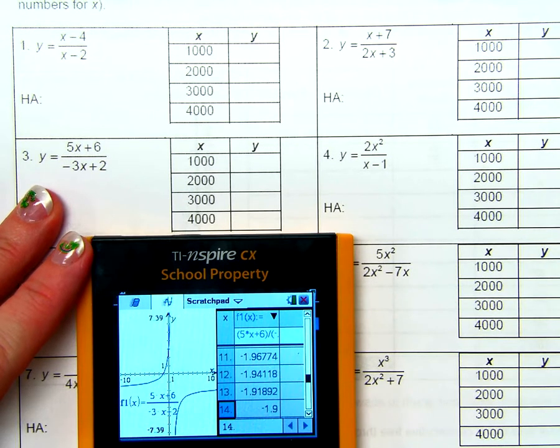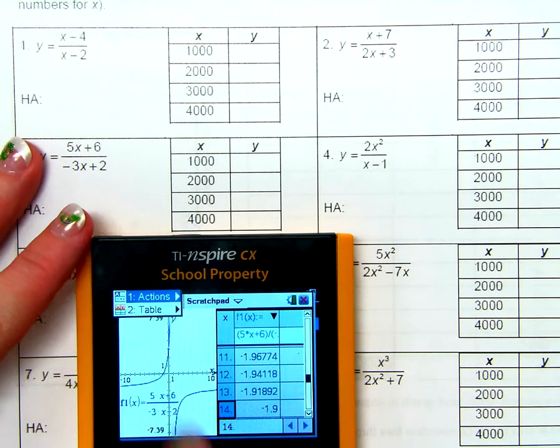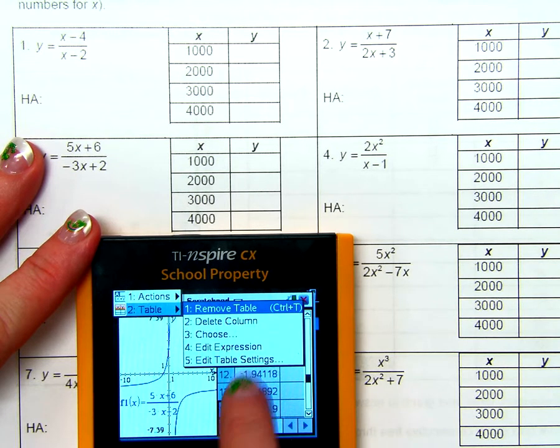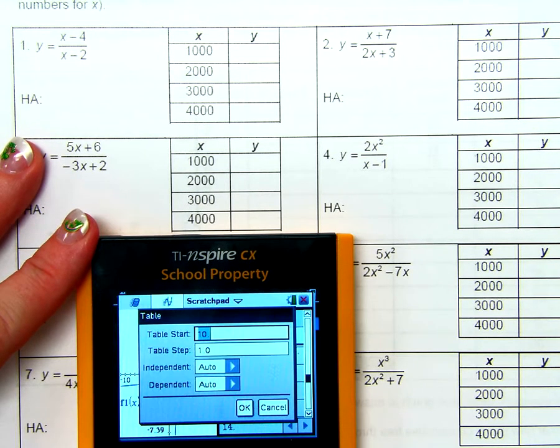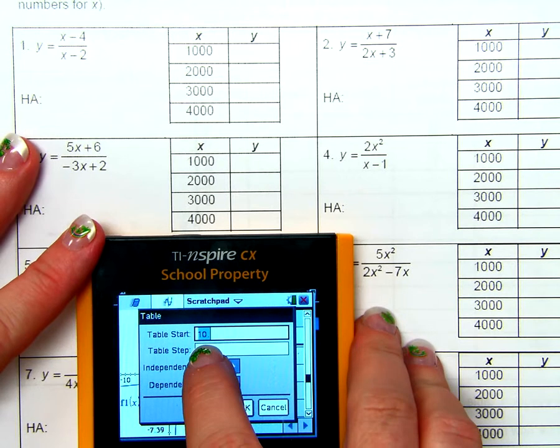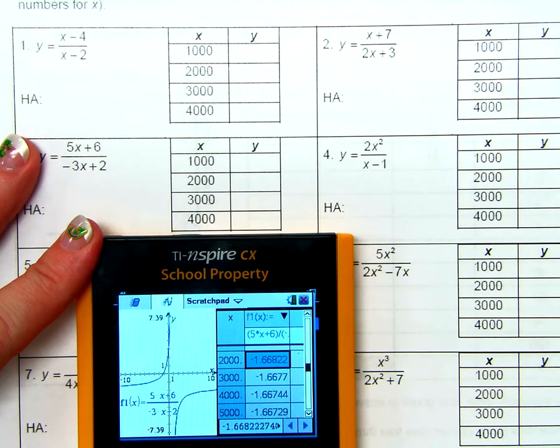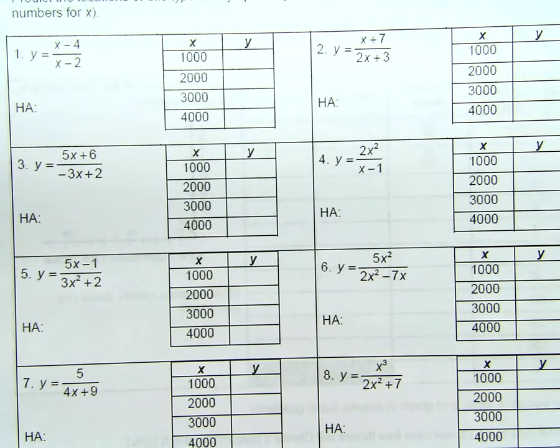Okay, so we're going to go to Menu, Table, and look, Edit Table Settings. So go edit your table settings. Where do you want your table to start? 1,000. And how do you want your table to count? By thousands. There you go. Okay? Once you guys get those, let me know and I'll fill in these and then we'll talk about them.